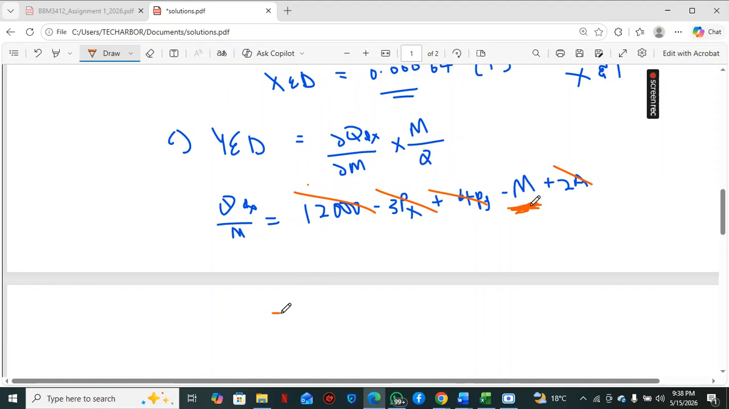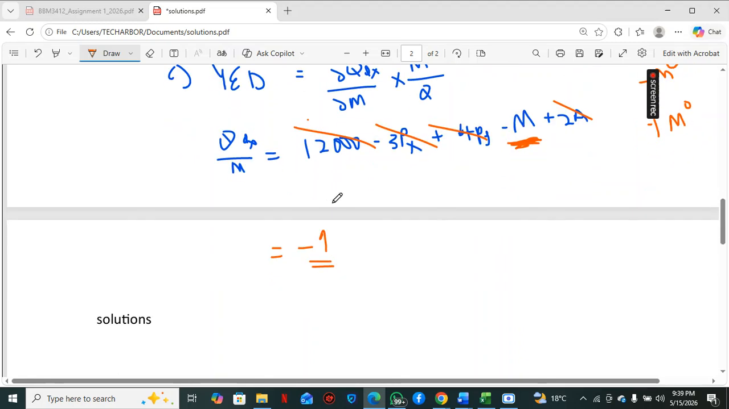Okay, so when you derive this negative m, you're just going to get negative 1. Remember, negative m to the power 1, multiply the exponent with the coefficient. 1 times negative 1, that is negative 1. Subtract 1 from the exponent, so you have negative 1m to the power 0. M to the power 0 is just 1, so that's why our answer is negative 1.